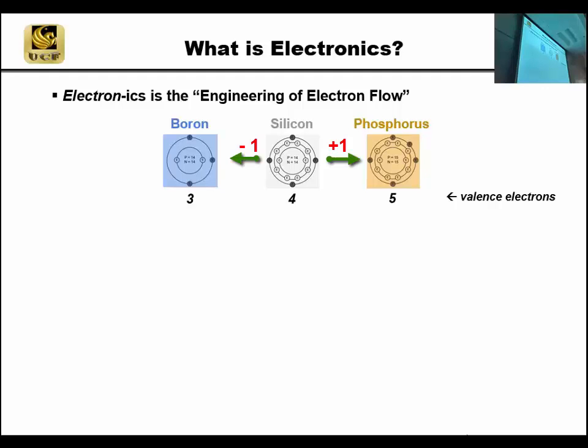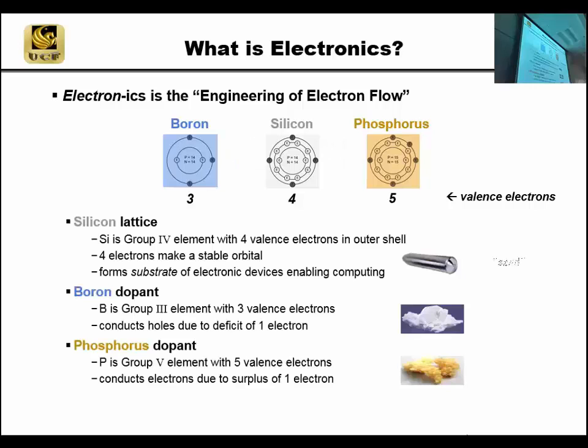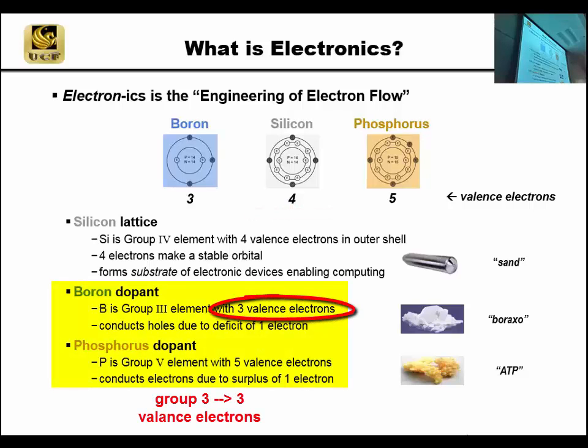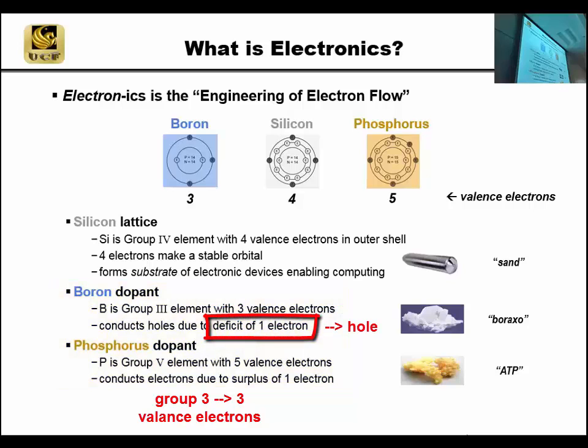Boron is missing an electron. The number of valence electrons in silicon is balanced at 4. This has an extra electron. This has 1 less. So we take the silicon lattice. We then dope it with either boron or phosphorus. Since boron is group 3, it has 3 valence electrons. It has a deficit of 1 electron. We say that it's good for conducting holes.